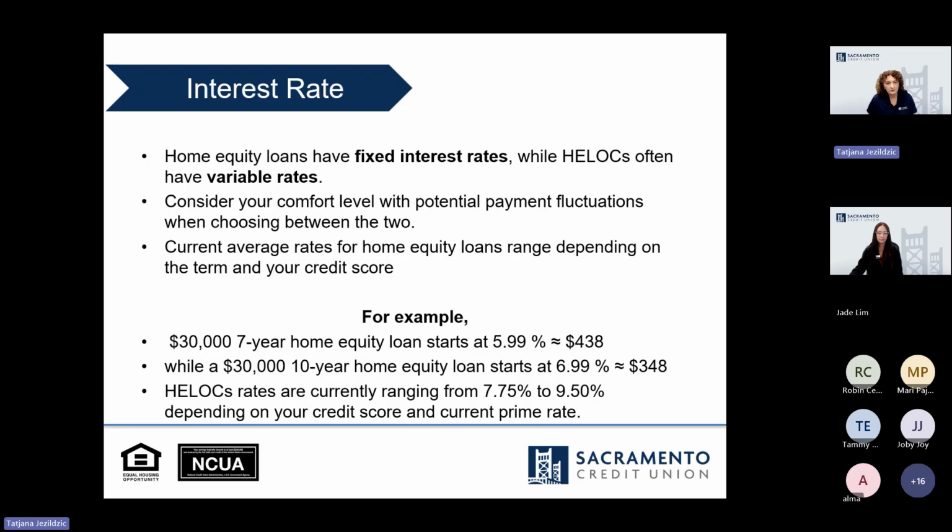The current average rates for home equity loans range depending on the term and your credit score. For example, for a $30,000 7-year home equity loan, it starts at 5.99% at Sacramento Credit Union. That gives you approximately a payment of $438, while a $30,000 10-year home equity loan starts at 6.99%, and your payment is $348. So you decide: a shorter term means larger payments, while a longer term means higher interest rates but also lower payments. Our HELOC rates are currently ranging from 7.75% and go up to 9.5%, again depending on your credit score and whatever the current prime rate is. The current prime rate is 7%, and that was lowered on November 3rd, so just recently. I hope this is not too many numbers for you, and you can always ask me questions and we can go back to the slides if you need.